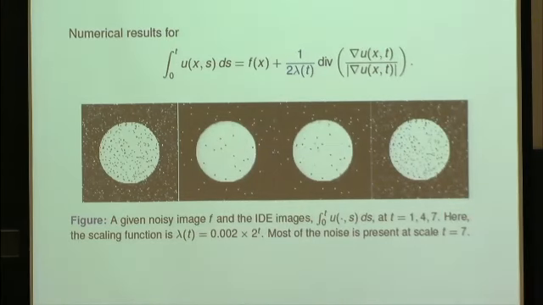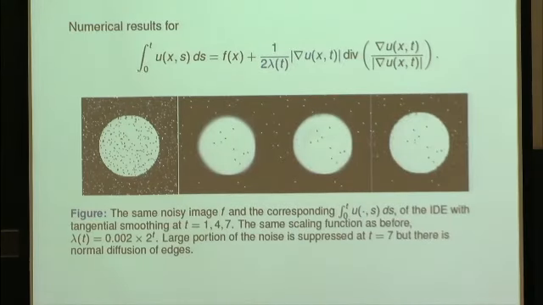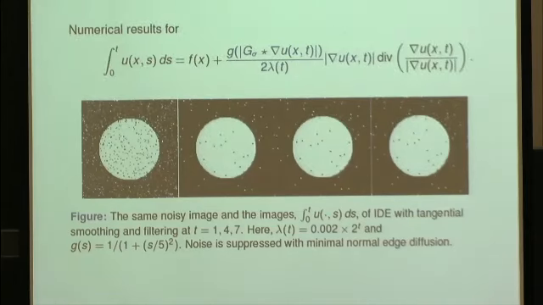This is the original version. As you can see, this is the given f, and the noise is reduced, but ultimately it comes back. Of course, that is the behavior of this IDE. But if we apply this tangential smoothing, we suppress the noise and we retain this edge. If we apply this filtering, we enhance the edge even better, but ultimately the noise will come later.